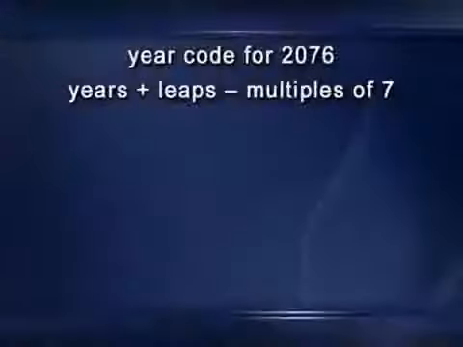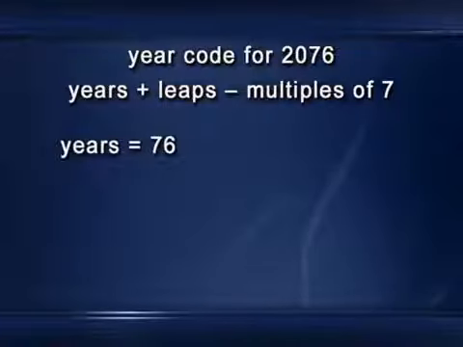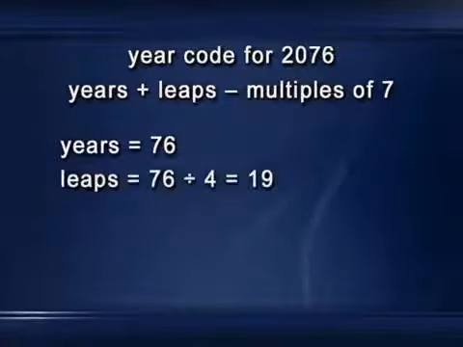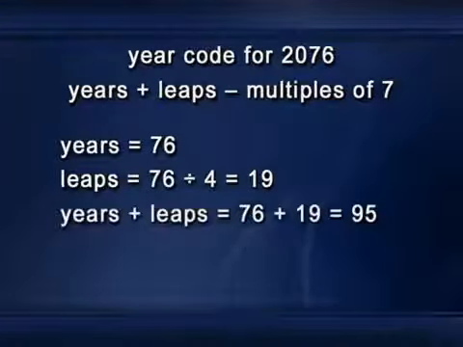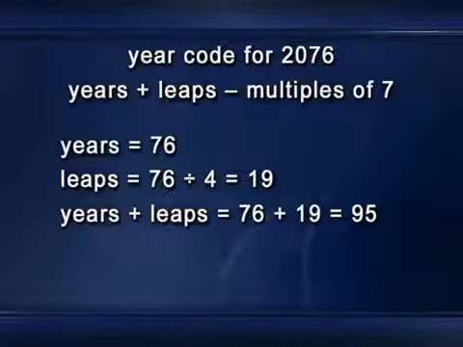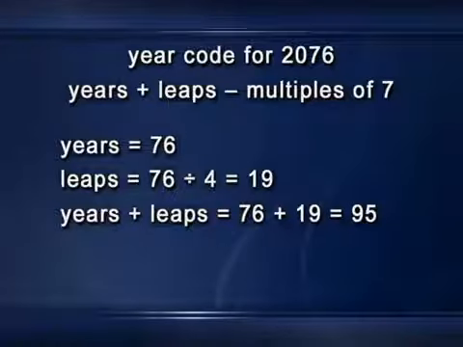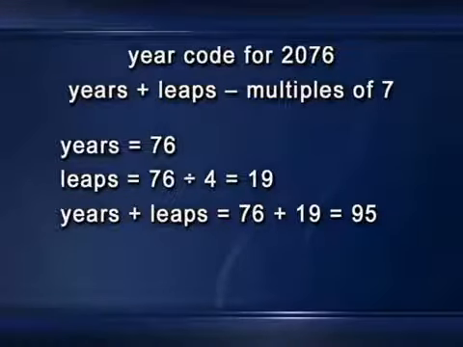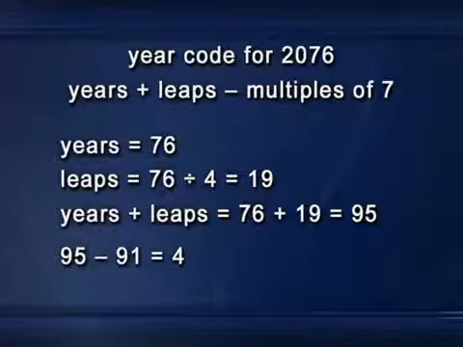Let's figure out the year code for 2076, the year of the U.S. tricentennial. Okay, so here the number of years would be 76. How many leap years? We take 76, divide it by 4, which is 19. So years plus leaps, 76 plus 19 is 95. Now what do we do? We subtract the biggest multiple of 7. Now if you know your big multiples of 7, you know that 91 is a multiple of 7. It's 7 times 13. And 95 minus 91 is 4.